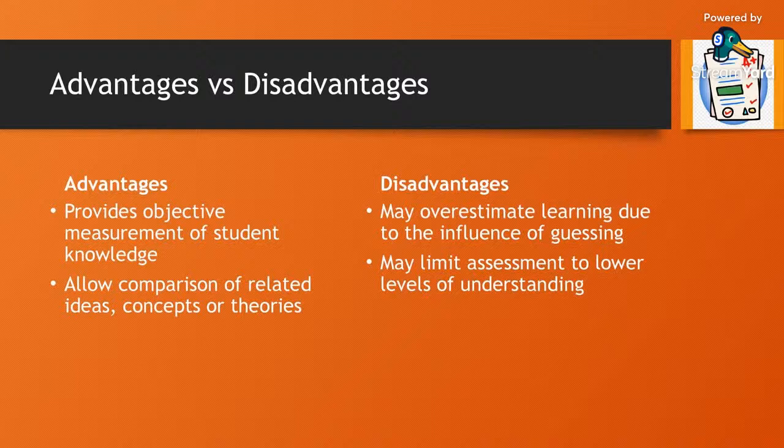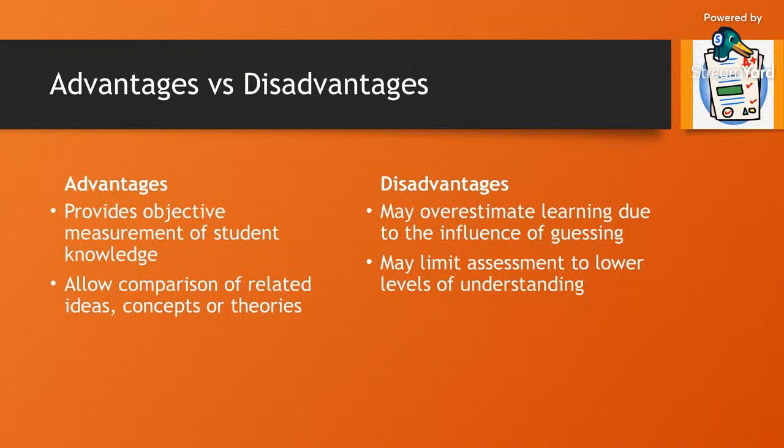So there are advantages and disadvantages of using a matching test. We start with the advantages. It provides objective measurement of student knowledge, objective meaning unbiased measurement of student knowledge. And then we also have, it allows comparison of related ideas, concepts, or theories.